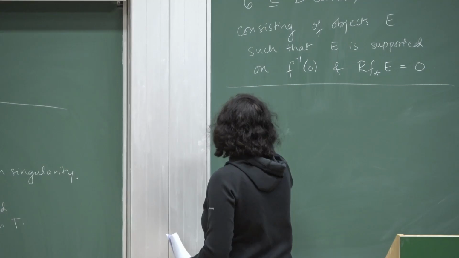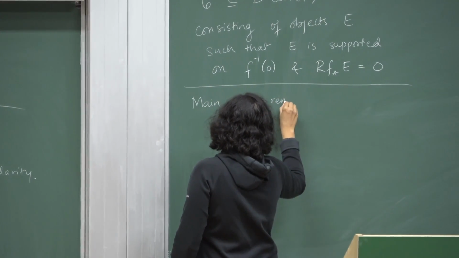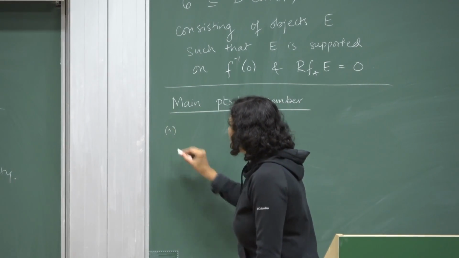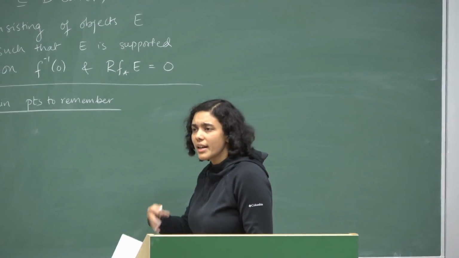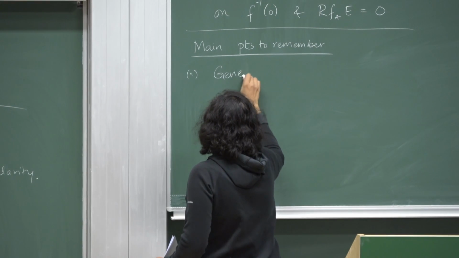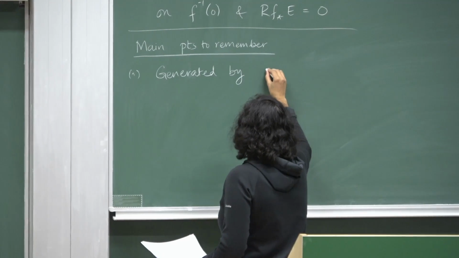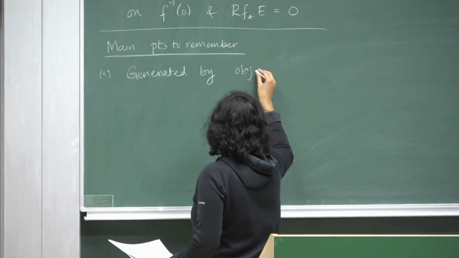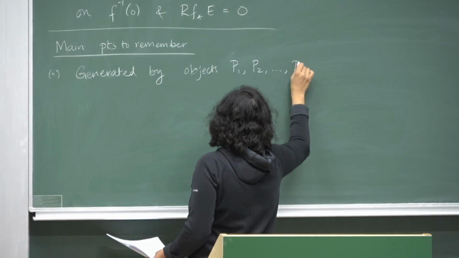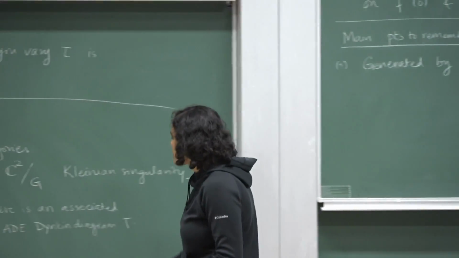What do I want to say about this category? The main point to remember is that this category, despite appearances, is quite easy to work with. Okay, so I'll say that it's generated by objects which I'm going to call P1, P2 through Pn. And what's n? These are the vertices of the associated Dynkin diagram gamma.